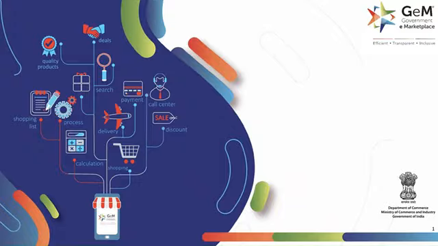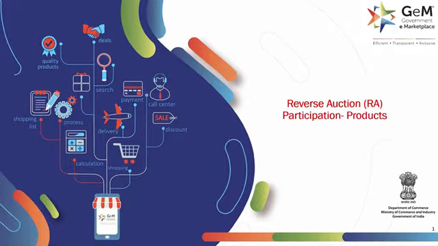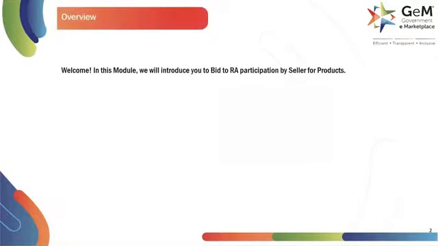In this video, we will guide you through the process of participating in a bid to reverse auction (RA) for products as a seller. We will provide a step-by-step overview of how to find and participate in a reverse auction, a crucial part of the GeM procurement process.